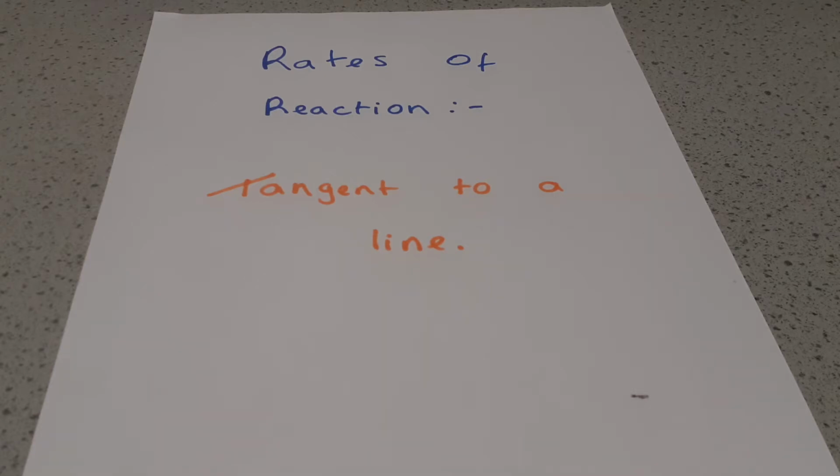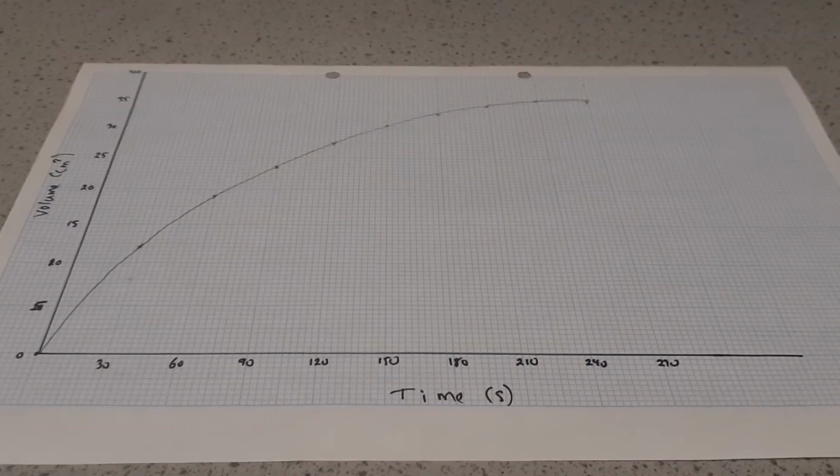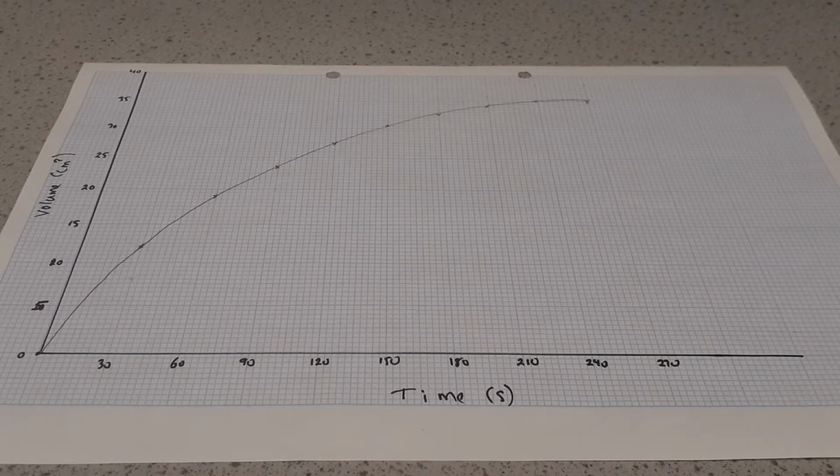In today's video I'm going to show you how to draw a tangent to a line for a rates of reaction graph. This has other applications also in physics with velocity time graphs, so the principle is the same. This is the graph that I've drawn earlier. I'm actually going to do two tangents to two different graphs, just to repeat the skill so you can learn the technique so much better.